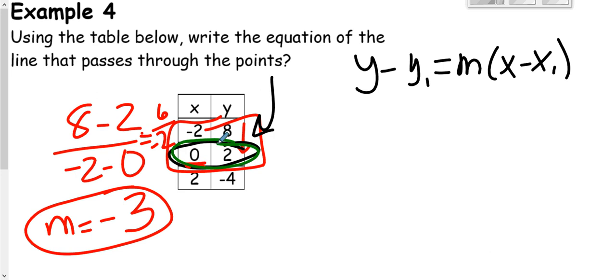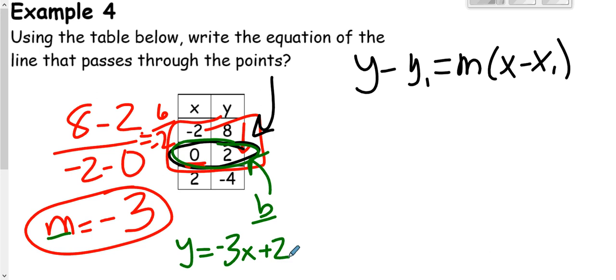This point here is a y-intercept. Y-intercept is b. So you could just take your m and b and plug it in. Y equals negative 3x plus 2. But if you don't see that, that's okay. You can go plug it in just like before.